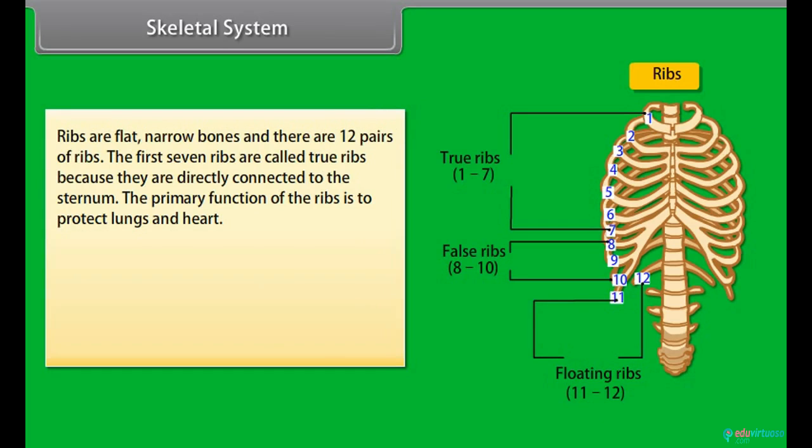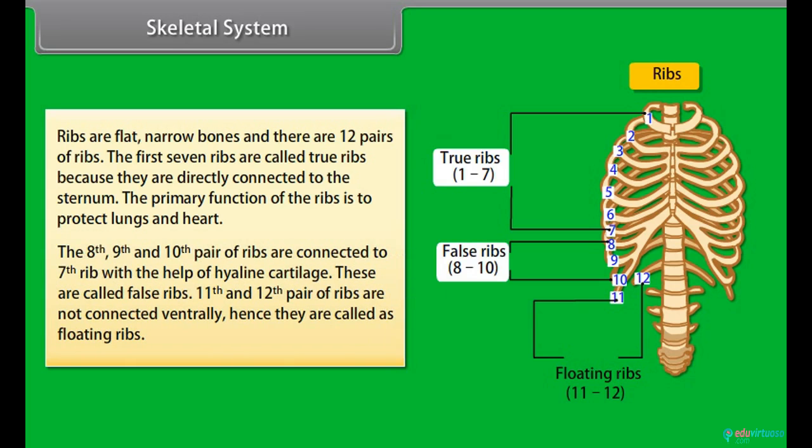The first 7 pairs of ribs are called true ribs because they are directly connected to the sternum. The primary function of the ribs is to protect the lungs and heart. The 8th, 9th and 10th pairs of ribs are connected to the 7th rib with the help of hyaline cartilage. These are called false ribs. The 11th and 12th pairs of ribs are not connected ventrally. Hence they are called floating ribs.